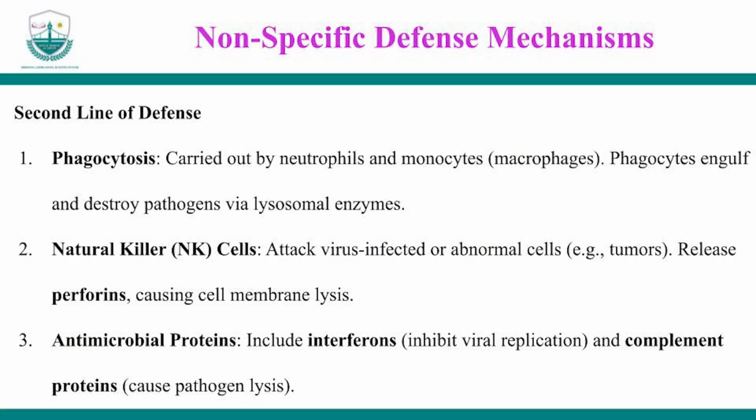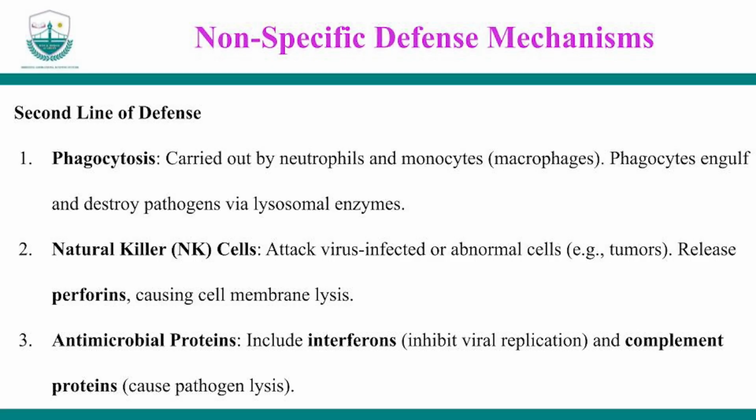So the examples of phagocytic cells include monocytes and neutrophils. We can call them macrophages. So if someone says macrophages are phagocytic, don't be surprised. Okay, we have what we call natural killer cells. These ones attack the cells that have been infected by viruses or cells that are not normal.